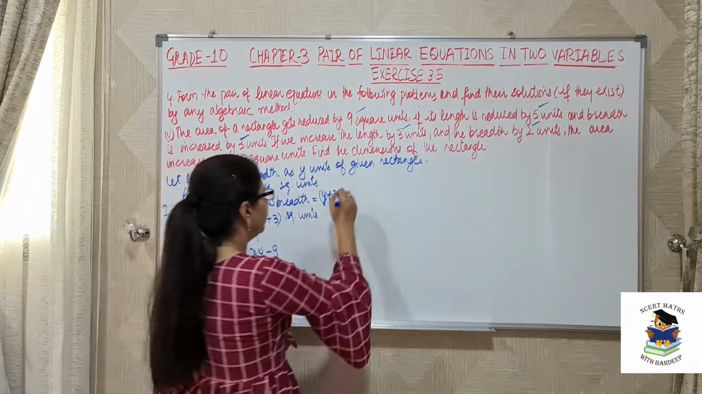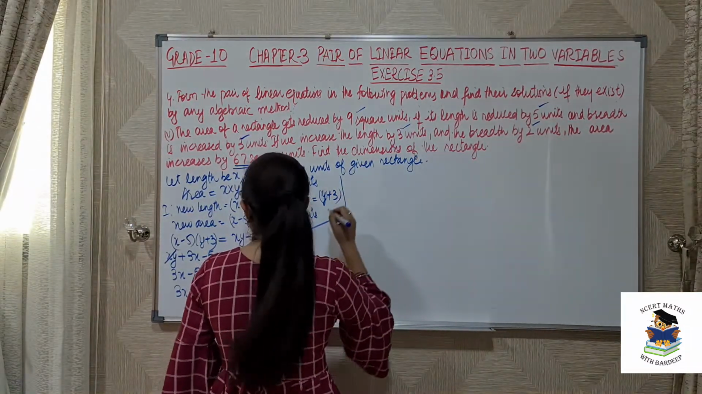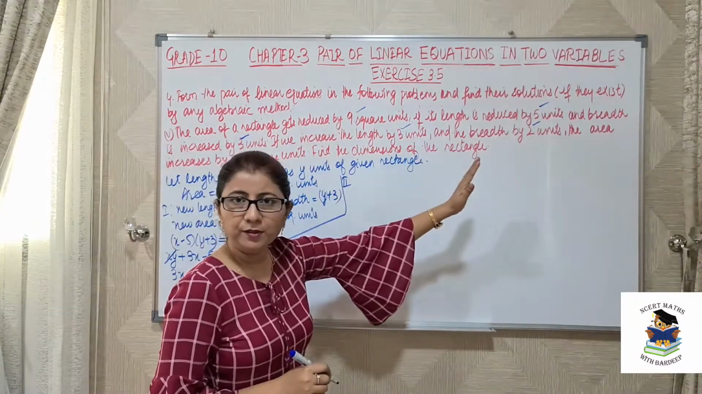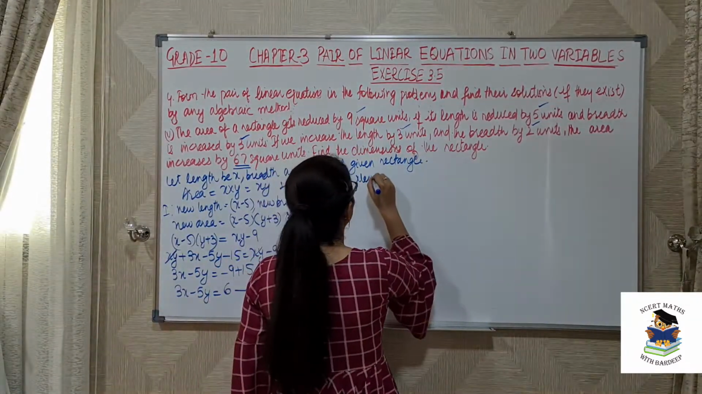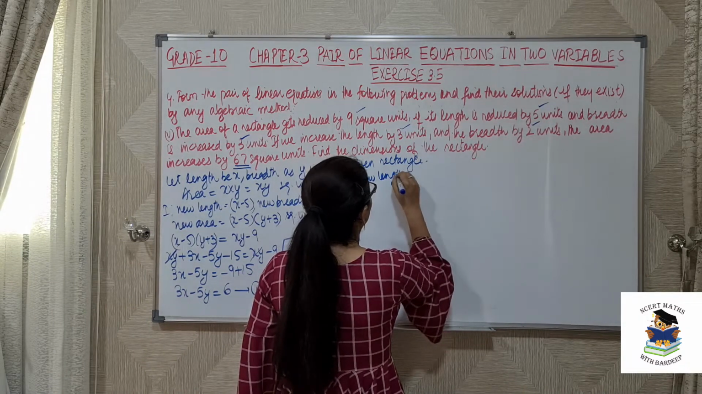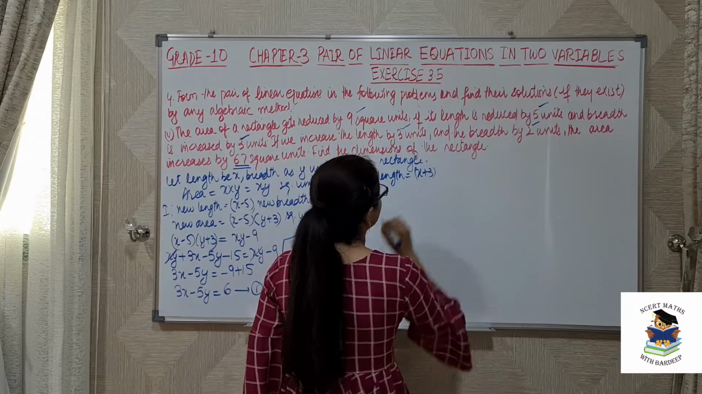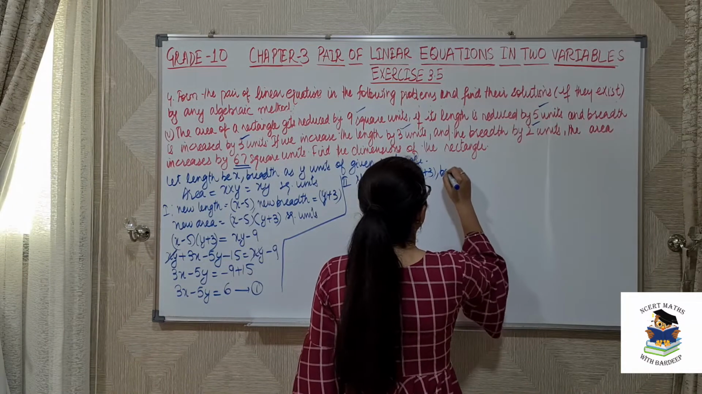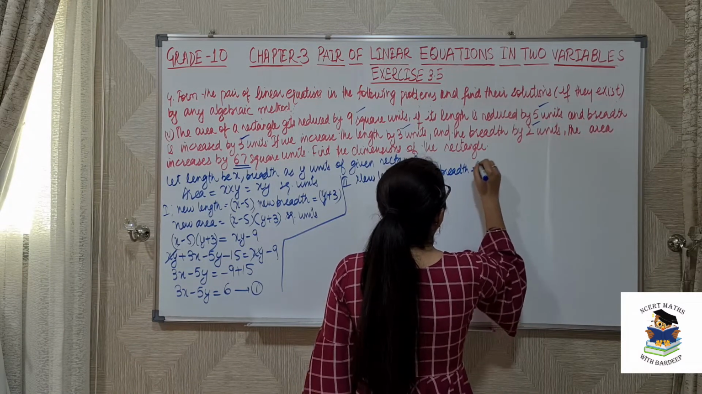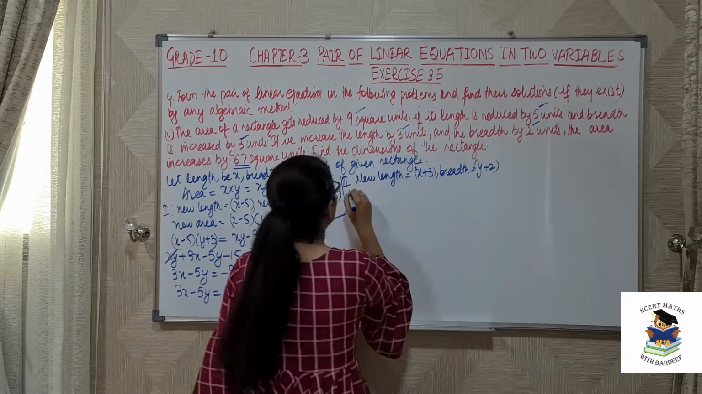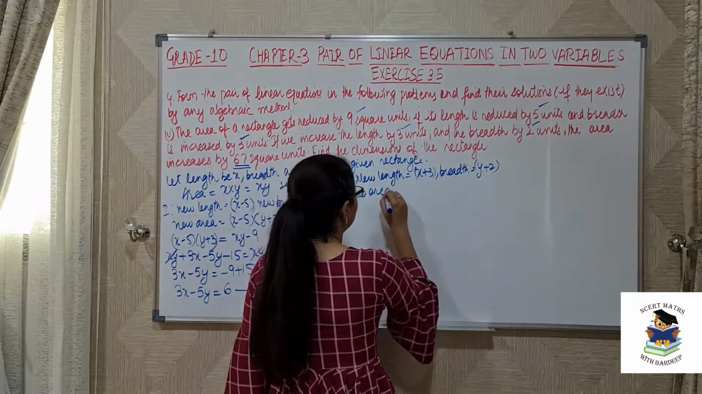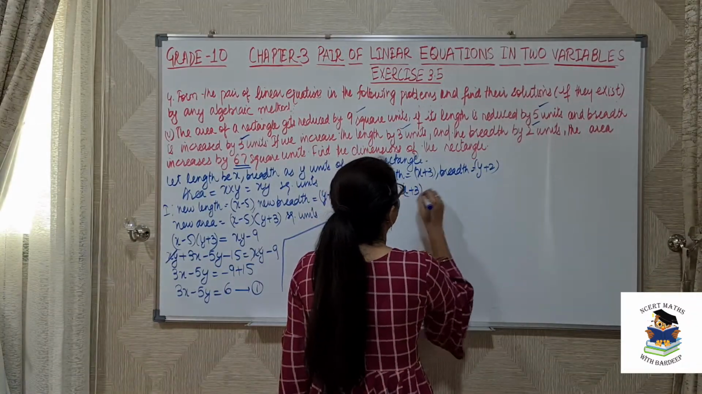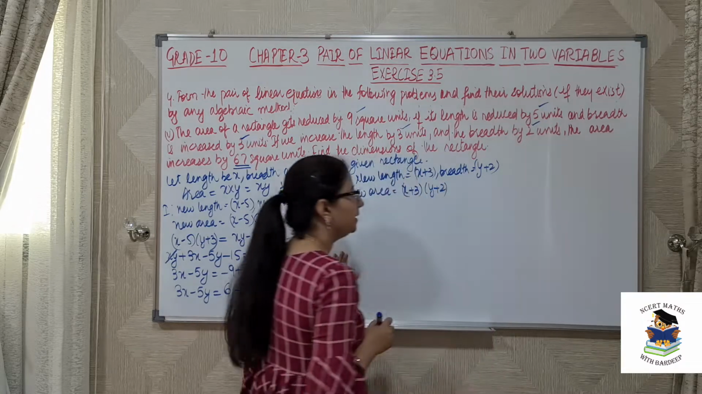Okay. So now let's see our second case. If we increase the length by 3 units, that is, new length should be x plus 3 units now, and width by 2 units, that is again increased. So width is now y plus 2. Okay. So what is new area in this case? Again length into width. So x plus 3 into y plus 2.